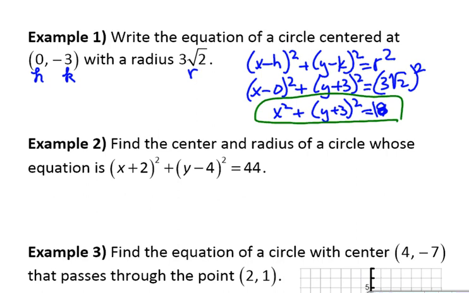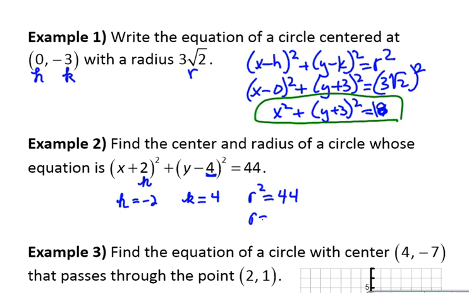Example 2, find the center and radius of a circle whose equation is (x + 2)² + (y − 4)² = 44. So my h is right here, and remember that my formula has a minus in it, so it's x minus a negative 2. That means h is negative 2. Then I have y minus 4, so k is 4, and r squared is equal to 44.